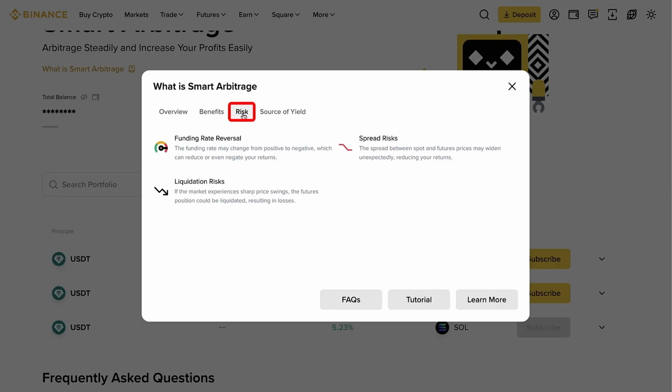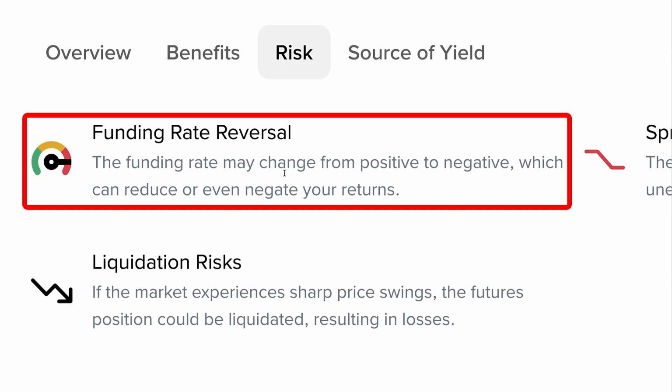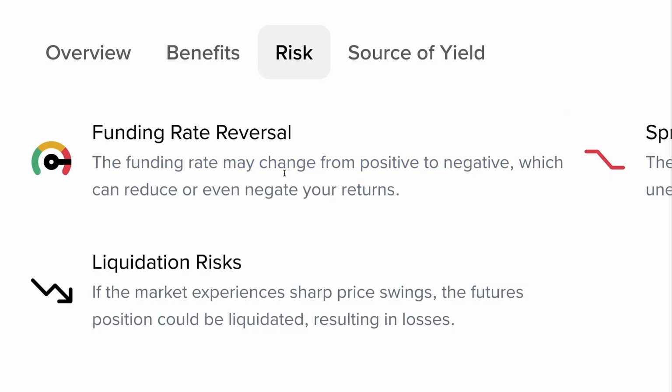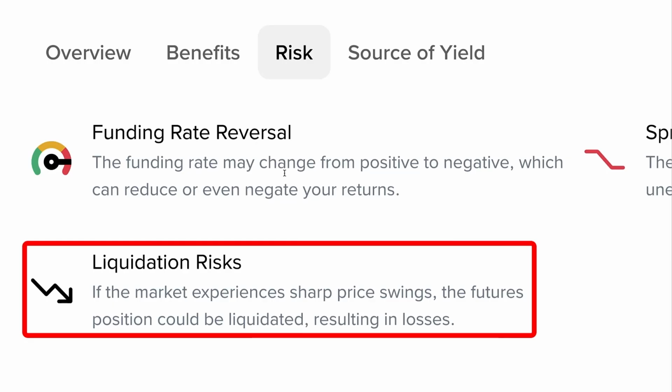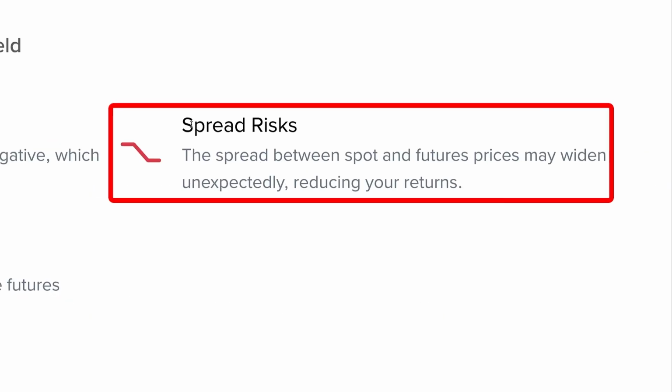When you click here for risk, it gives you a good idea of the risk of this funding fee arbitrage. And here is the funding rate reversal that I already explained. The funding rate may change from positive to negative and also from negative to positive. Then of course there is the liquidation risk and also spread risks. So if the price is different on spot and futures, it may affect your returns.